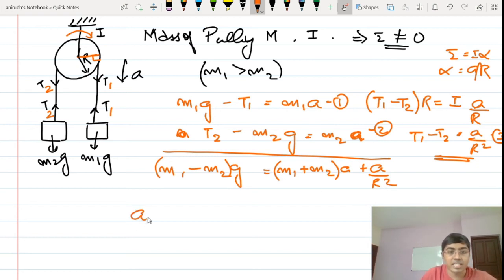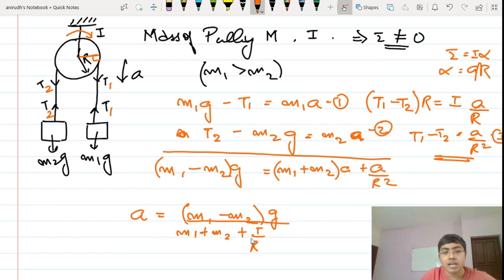So from here the acceleration directly comes out to be (m1 minus m2) into g, divided by m1 plus m2 plus I divided by R square. So this is a very important equation.